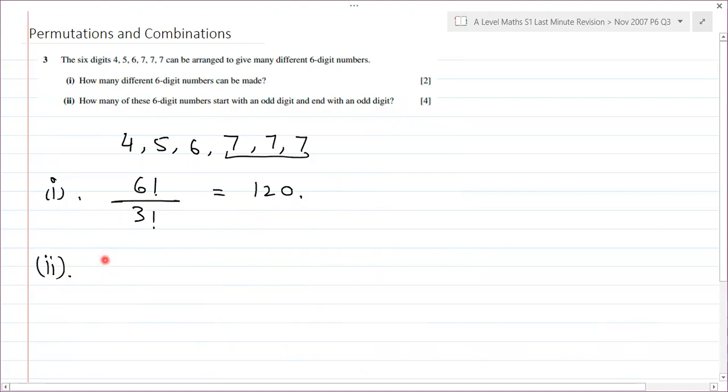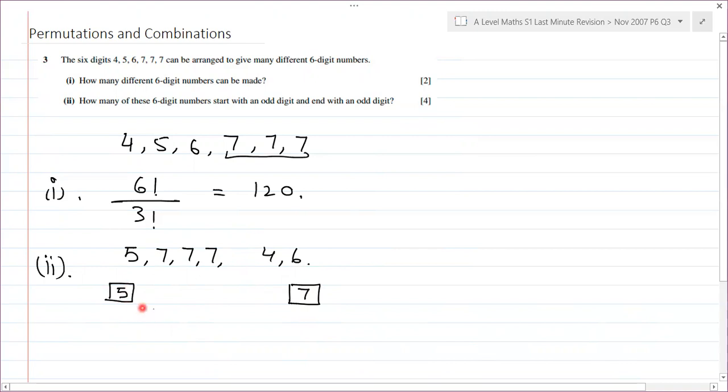So let's suppose it starts with, what odd digits do we have? We have 5, we have 7, 7, and 7. We just have 4 and 6 left. So it starts with an odd digit, ends with an odd digit. So let's suppose it starts with a 5 and ends with a 7. So we have one option over here and only one option over here, because the 3 7s are the same. So we can have this as 3 factorial divided by 3 factorial. That's the same thing. And only one 5 over here.